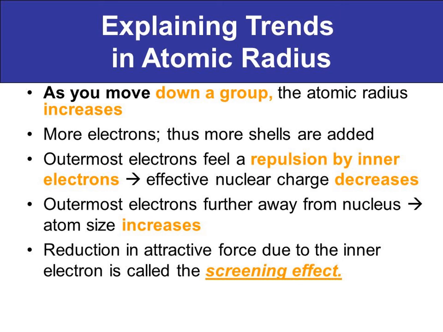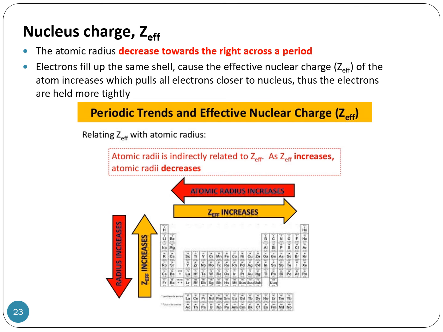As you go down the group, atomic radius increases, more shells are added, so there is more repulsion by inner electrons. So that's why the effective nuclear charge will be decreased. The outer electron is further away from the nucleus, so that's why the atom size will be increased. The attractive force due to the inner electrons is called the screening effect.